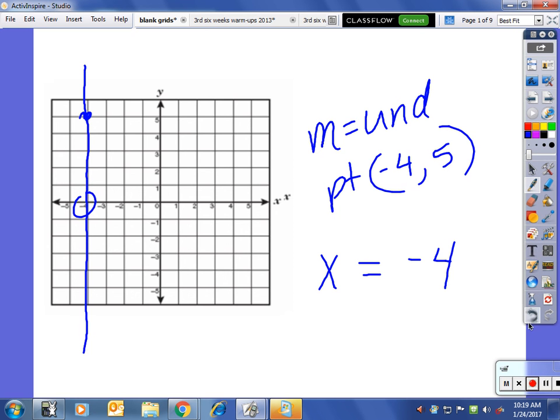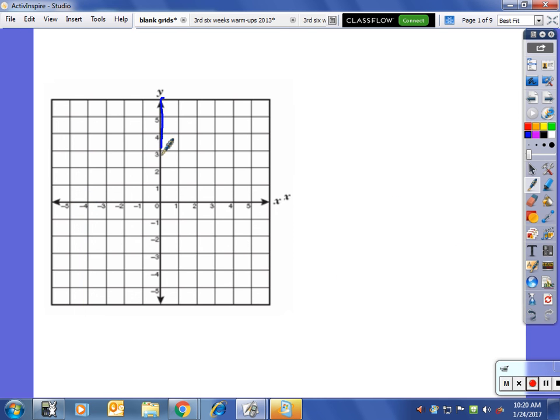Now, this is going back to our quiz that we took. What is the equation of the y-axis?